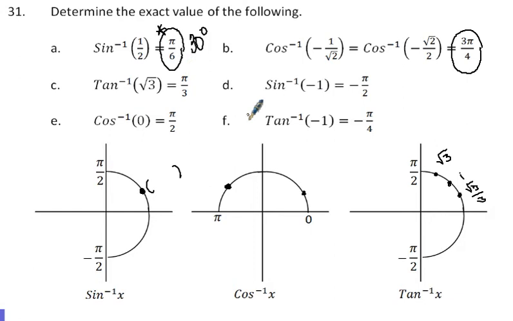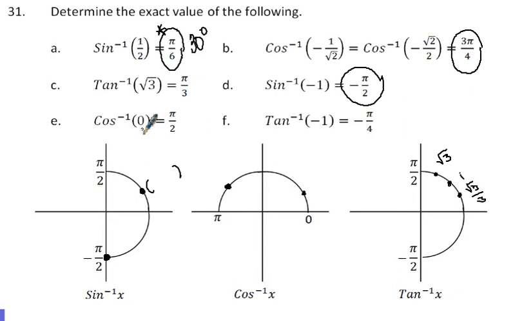Sine inverse of -1 is down here. This is where sine is -1. Okay? So what is the angle when sine is -1? It is going to be negative pi over 2. The equivalent form you could write is 270 degrees in radians, but 270 degrees is not part of my domain. So therefore I have to write it as negative pi over 2.